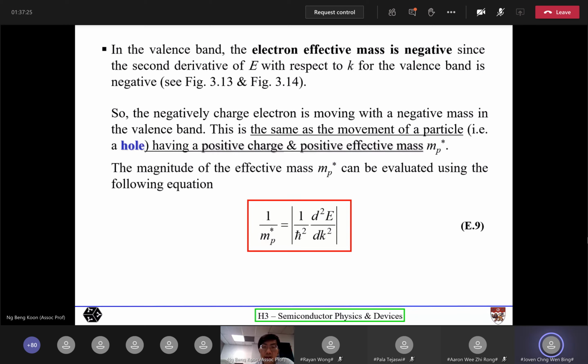Oh, I see. Thank you. Does this mean that the hole effective mass is always positive? Yes. So the negative sign would mean it moves in the opposite direction, right?